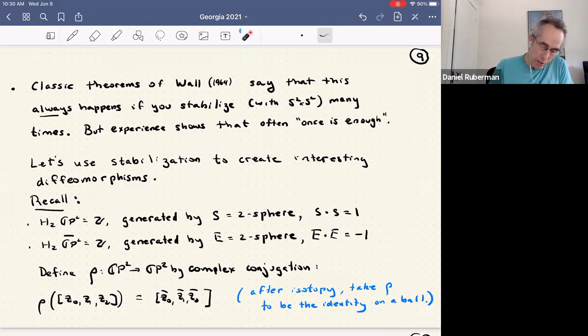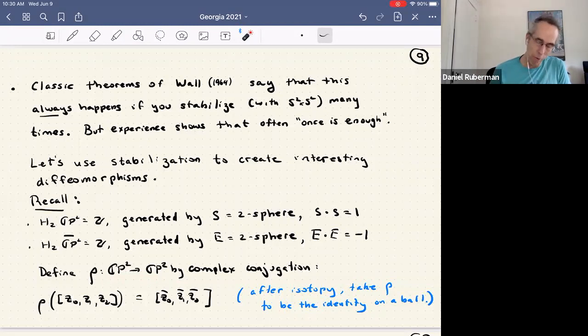Okay, so there's an interesting self-diffeomorphism of CP2, which in fact, the way you define it, is an involution. You just take complex conjugation on all the homogeneous coordinates. You check that it respects the usual equivalence relation. That's orientation preserving. So after an isotopy, say near a point, you can assume that this rho is the identity on a ball. So of course it won't be an involution anymore, but it will be a diffeomorphism.